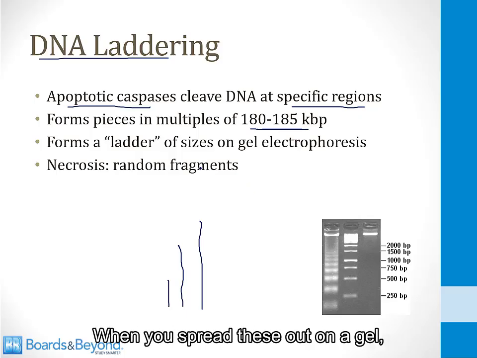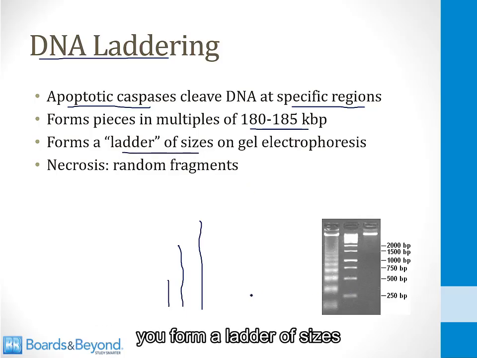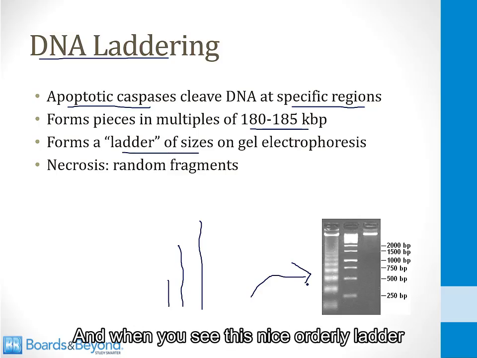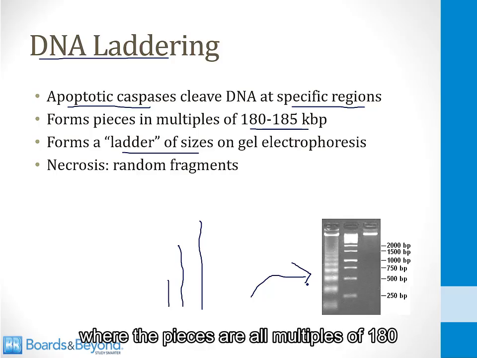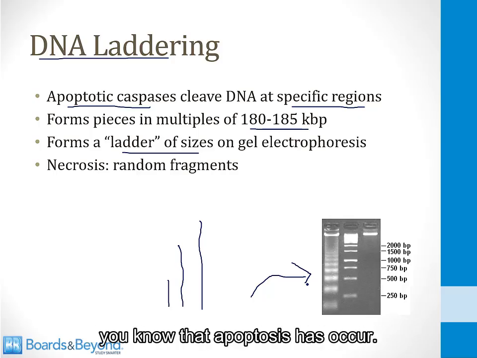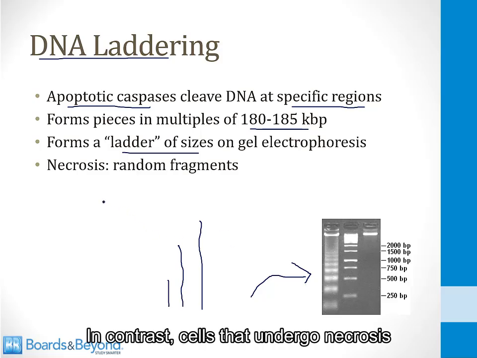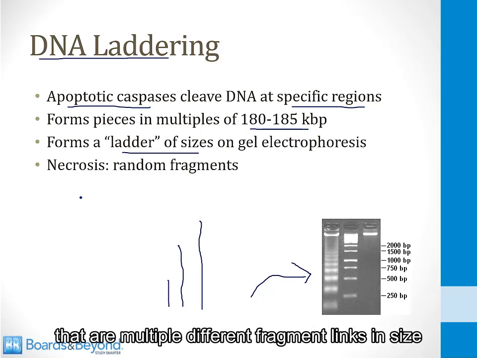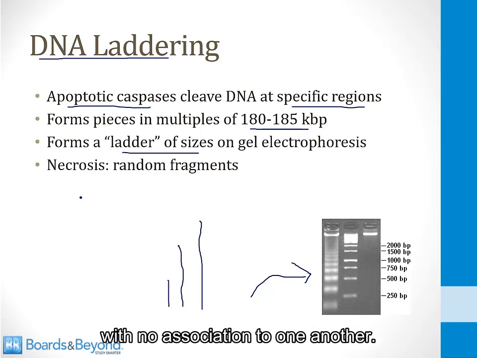When you spread these out on a gel, you form a ladder of sizes as shown in the bottom right side of the screen. And when you see this nice orderly ladder where the pieces are all multiples of 180, you know that apoptosis has occurred. In contrast, cells that undergo necrosis have random fracturing of the DNA, and this leaves pieces of DNA that are multiple different fragment lengths in size with no association to one another.